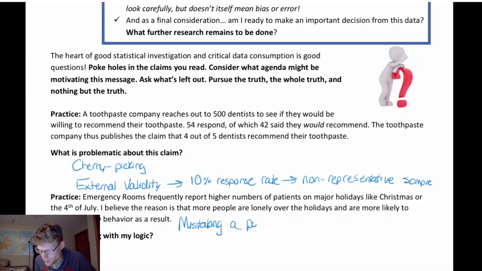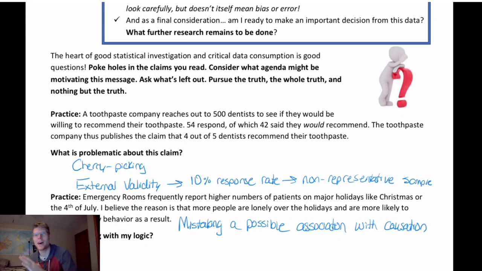mistaking a possible association with causation here. Because again, what else is special about holidays? There's more traveling. There's more events going on. There's more ways that we can have accidents happen on holidays. And it's not necessarily lonely people who are the cause of this. It could be something else. It could be, again, the travel or the more fireworks or something like that. Like we could make up a lot of different things that could be the cause here.